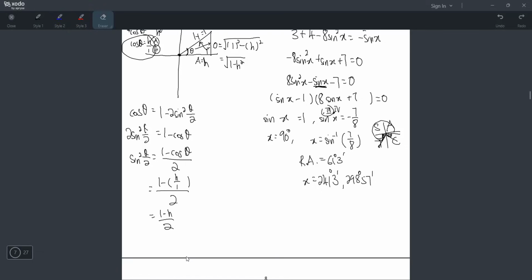And how many special cases do you have? 7 special cases. For sine, got 1, 0, -1. For cos, got 1, 0, -1. For tangent, 0 only, right? And you need to know all the answers. Okay, all the answers for special case, right? So this is your answers lah.